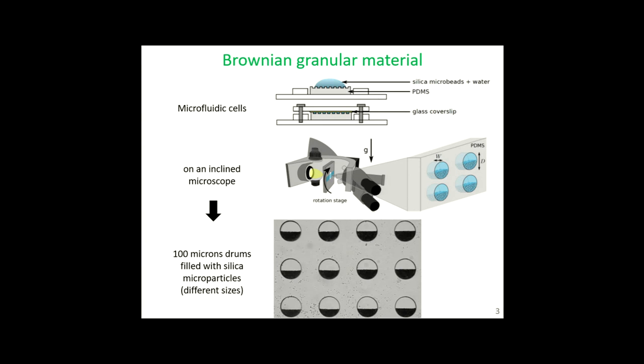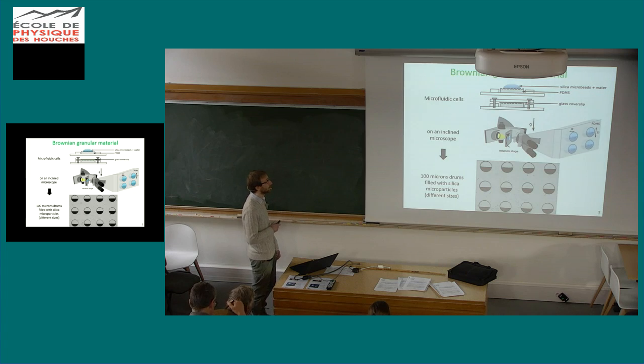So to do that, we made very simple microfluidic systems. We made microfluidic cells with containers that have the shape that we want, and we fill them with silica microparticles, and then we close the system, we put it onto an inclined microscope so that the plane of observation contains the gravity vector, and then we can have these types of experiments where you have, for example, drums filled with silica particles, and we can look at what happens in this case.